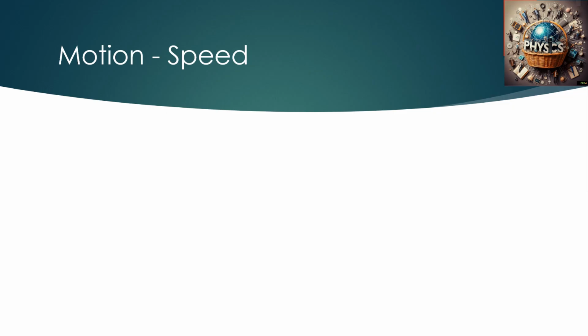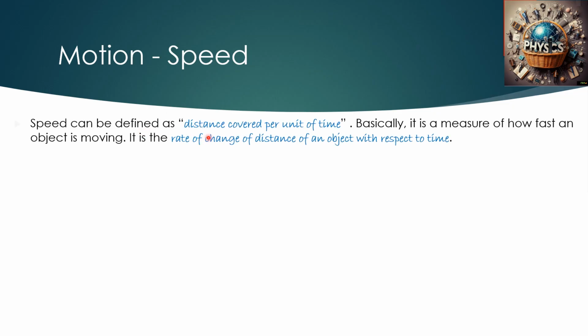With speed. Speed can be defined as the distance an object can travel per unit of time. We already understood what distance is: the total path or length of the path traversed by an object. Basically, speed is a measure of the rate of change of distance of an object with respect to time. So it is associated with distance, which means that speed is basically a scalar quantity.